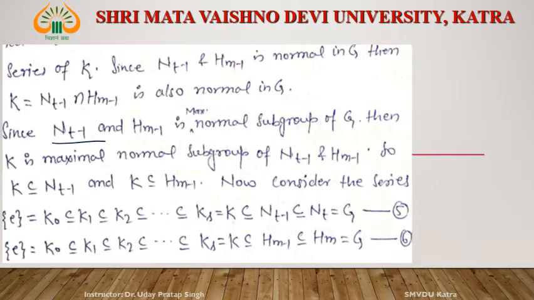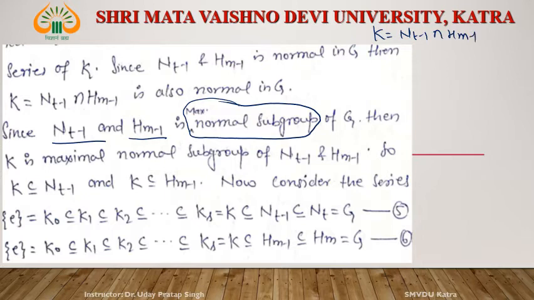What are N_{t-1} and H_{m-1}? These are the maximal normal subgroups of G. Then apply our previous theorem. Let K equal N_{t-1} intersection H_{m-1}.